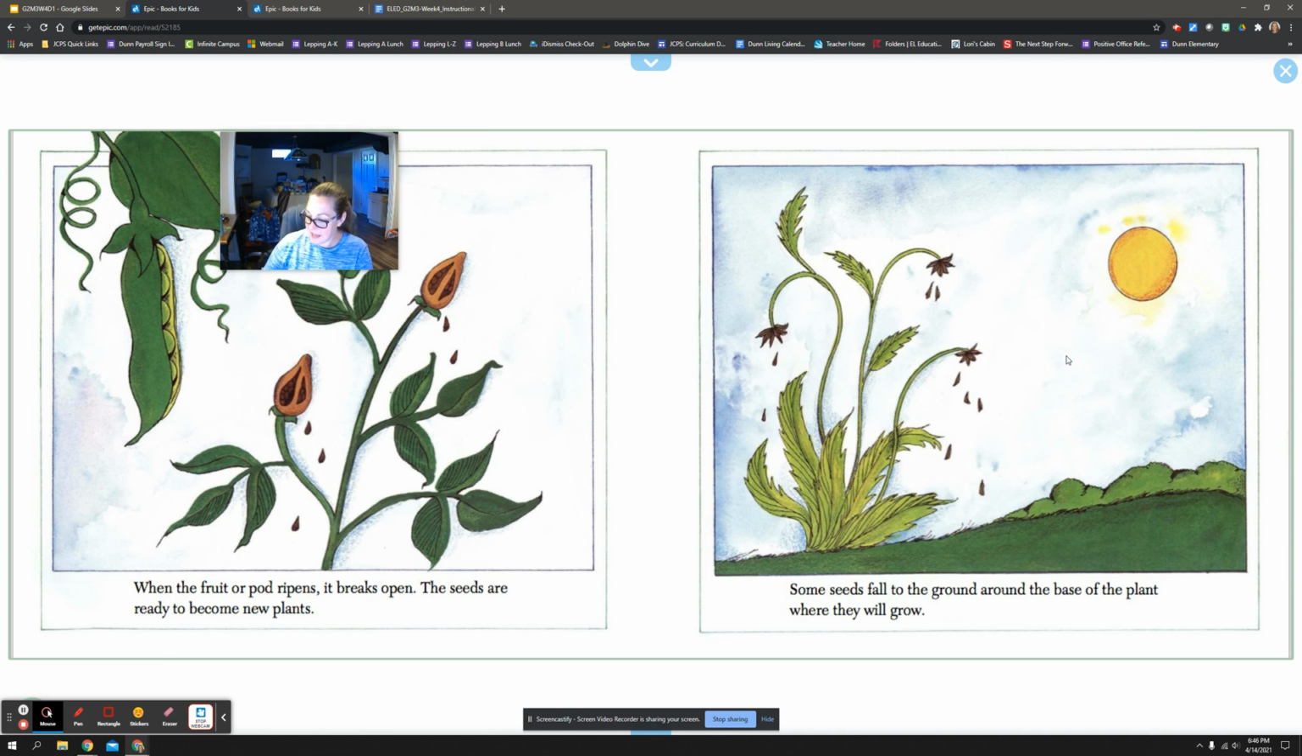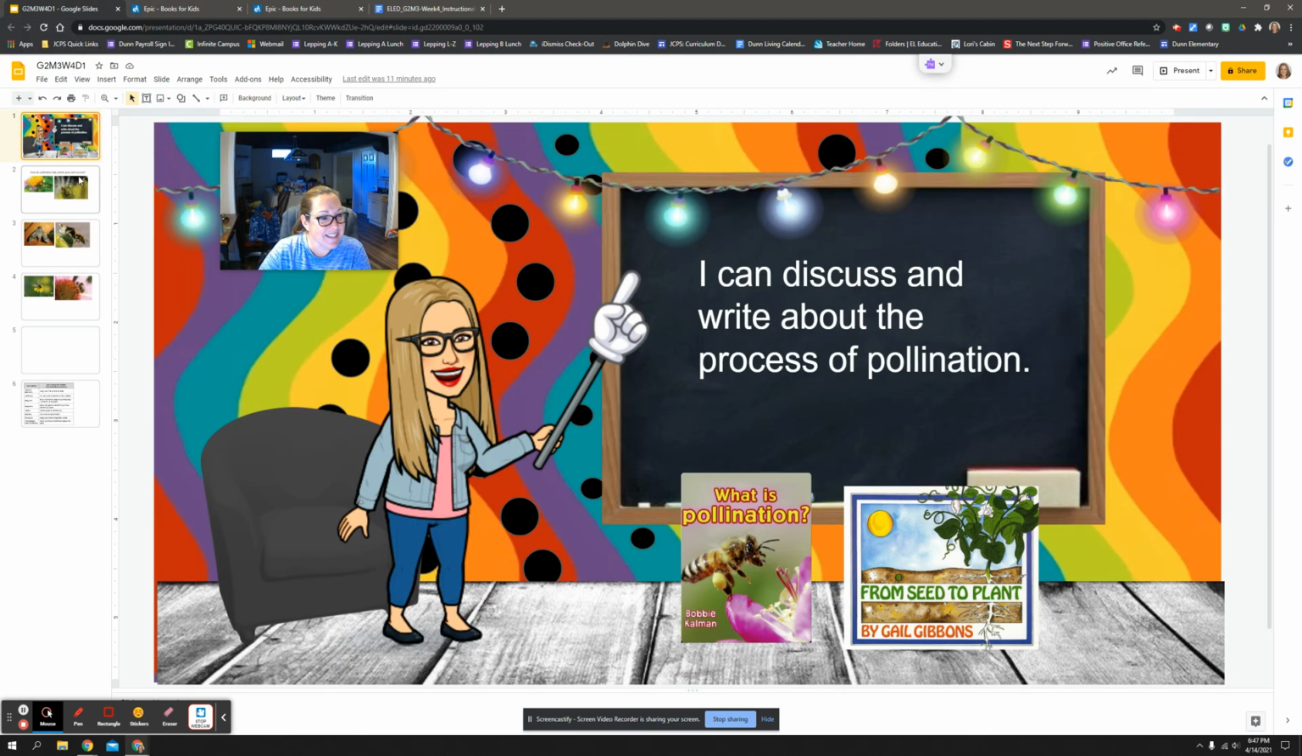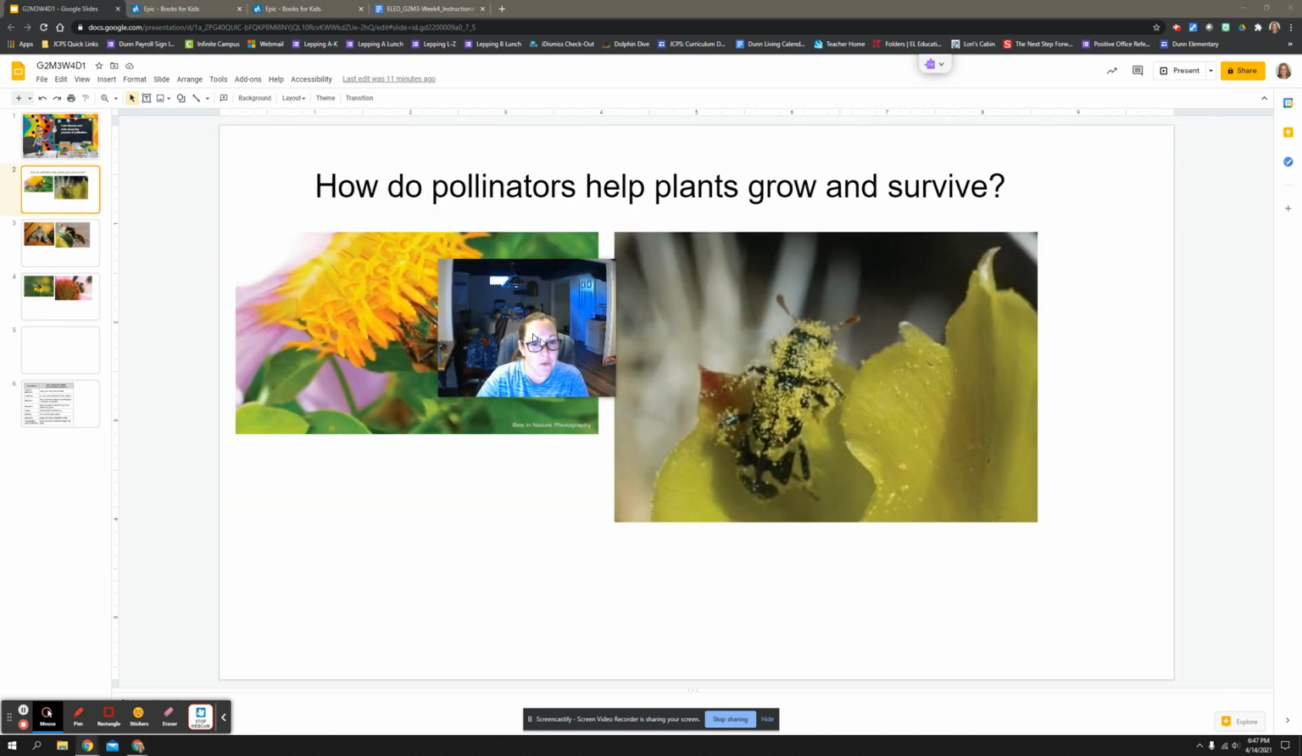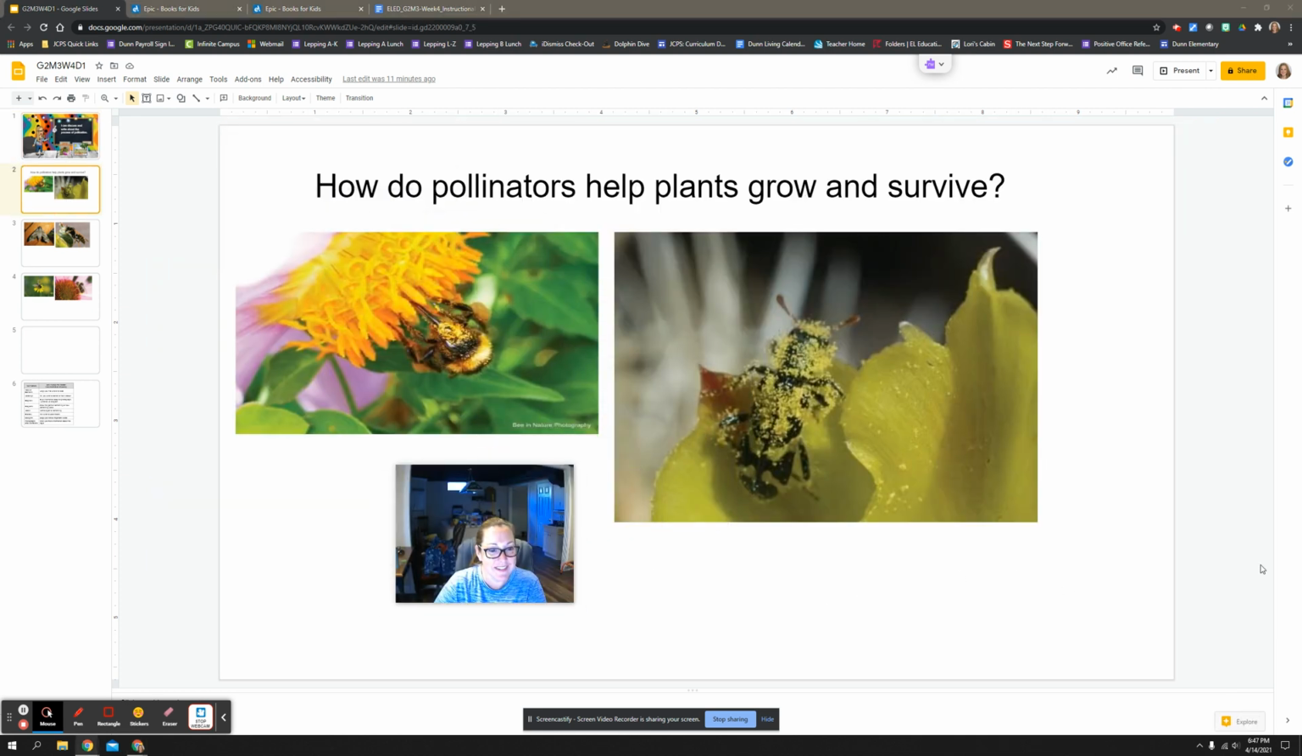So the next thing that I have for us today was back on the slides. This was our guiding question we were trying to find an answer to: How do pollinators help plants grow and survive? And I bet you already know some of this, because if the plant doesn't get pollinated, it can't grow a new seed and it can't make more of itself.